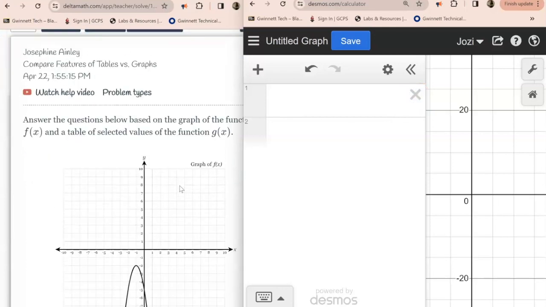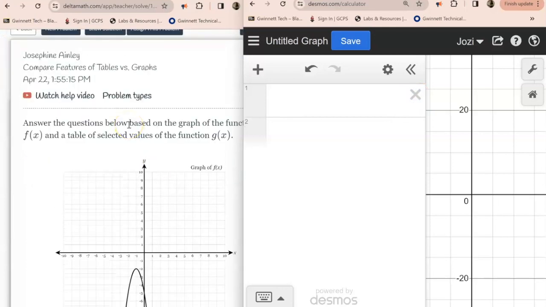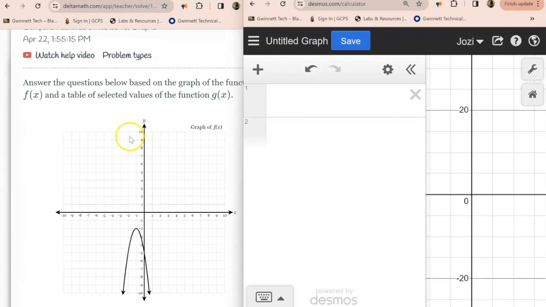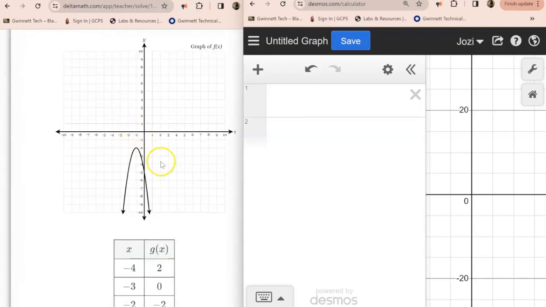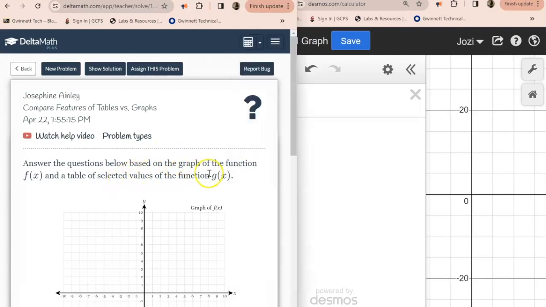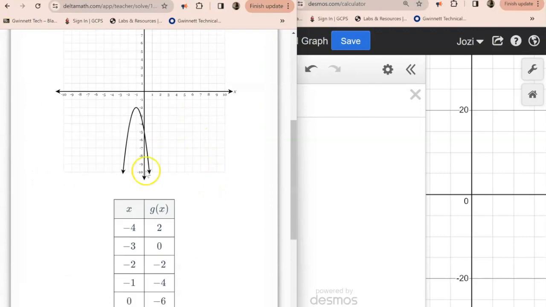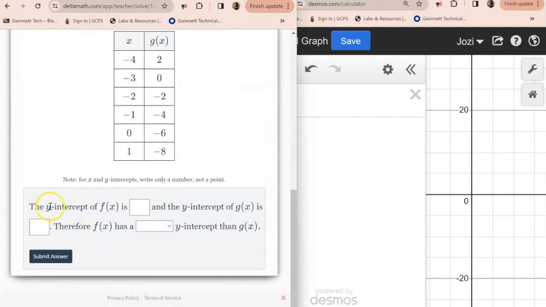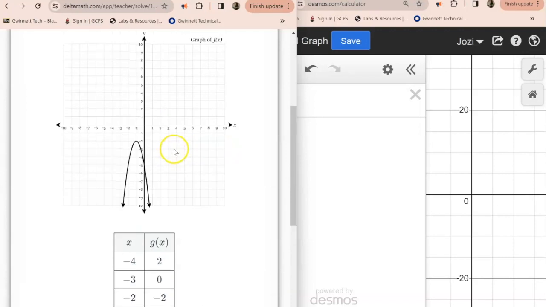Okay, there are a thousand different kinds of questions that you can get for these compare ones. So it really doesn't matter if I do one or two. It's just a matter of you reading and understanding the question. So the question is based on the graph of the function f of x and the table of g of x. So here are my two functions. And the question is, what is happening in the y-intercepts? All right, so again, there's just no way of knowing what question they can ask you.